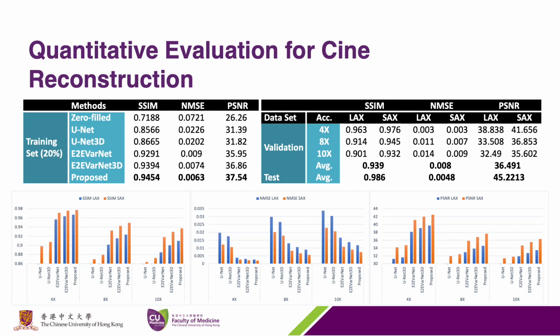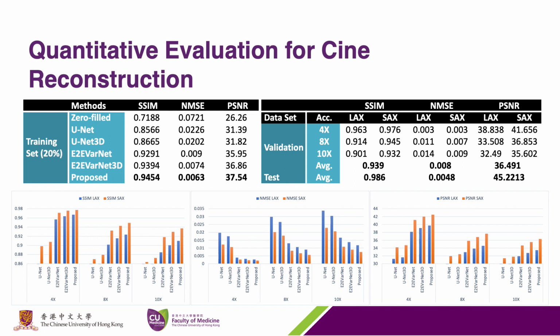For the Cine task, the average results on the 20% holdout training data are presented in the top left table. Detailed results for long axis and short axis views, as well as different accelerating factors, are shown in the bottom plots. These results highlight the exceptional reconstruction quality and significant improvement achieved by our proposed method across all evaluation metrics, views, and accelerations.